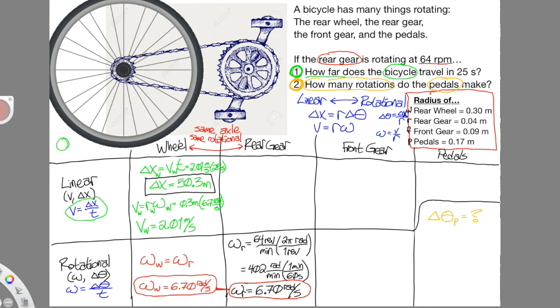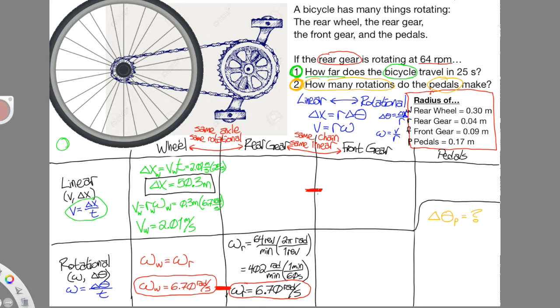We know information about the rear gear. So, if we want to get one step closer to the pedals, we need to go from the rear gear to the front gear. So, we need to ask ourselves what's the same, or what is shared between these two pieces of our system. The rear gear and the front gear are connected by a chain. And when two pieces have the same chain, or they have teeth from the gears that are linked up together, they have the same linear variables. So if we're going to make a kind of cross connection like we did before, it's going to have to be a connection up here for the linear variables.